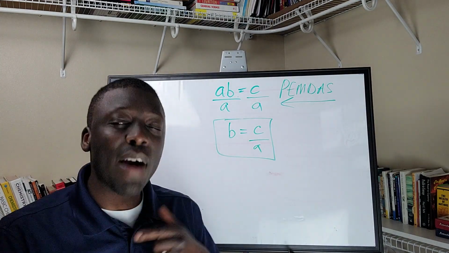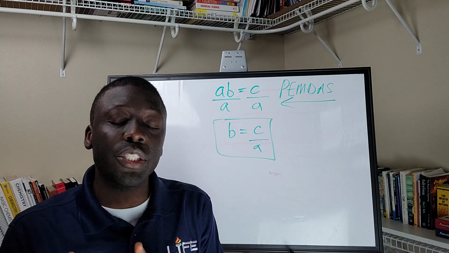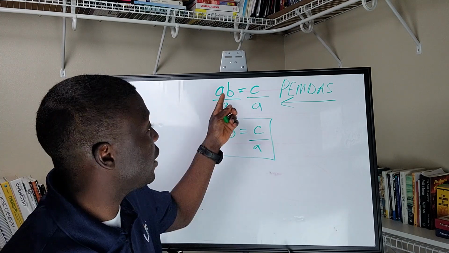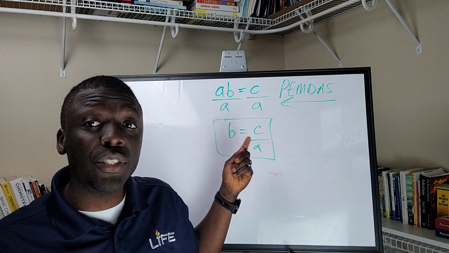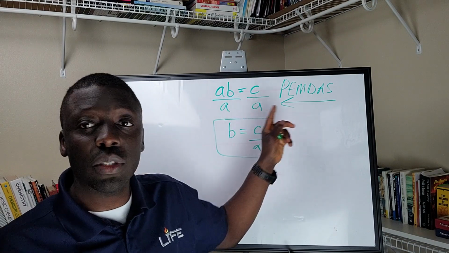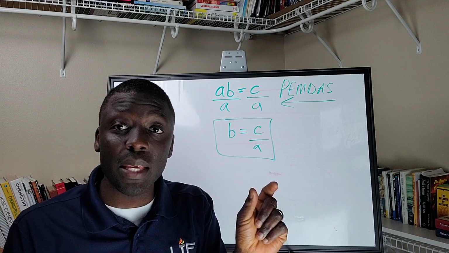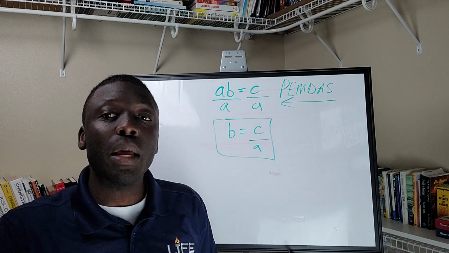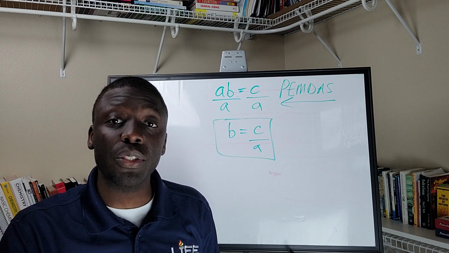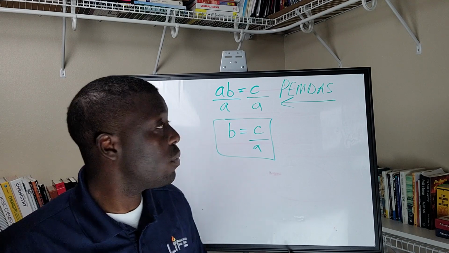Now, notice that I divided both sides because the relationship between A and B was a multiplication. So I used the opposite operation, which is division, to divide both sides by the thing that I didn't need to solve for. Because I'm solving for B, I divided both sides by A. Let me talk about the general principle for solving equations, and then we'll go back and do another example.